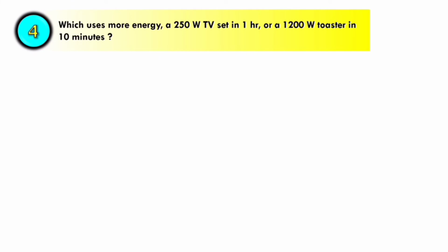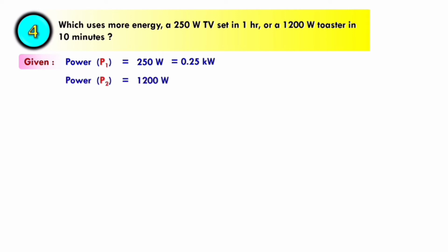Which uses more energy? A 250 watt TV set in 1 hour or a 1200 watt toaster in 10 minutes? Okay, interesting question. Let's see. Write the given values. First, power P1 equal to 250 watt. Convert it into kilowatt. We will get 0.25 kilowatt. Now for power P2, that is your 1200 watt. Convert it into kilowatt. 1200 divided by 1000 kilowatt, we will get 1.2 kilowatt.